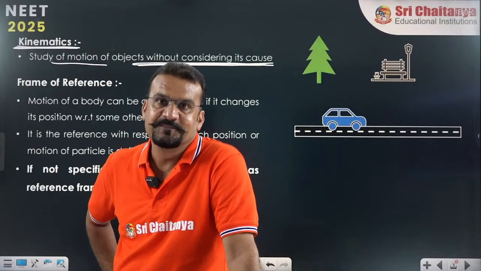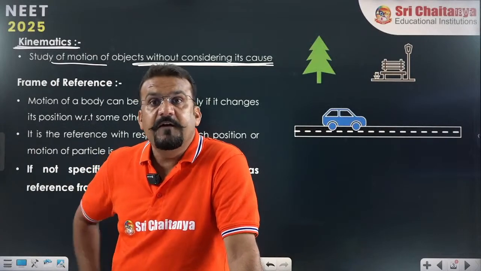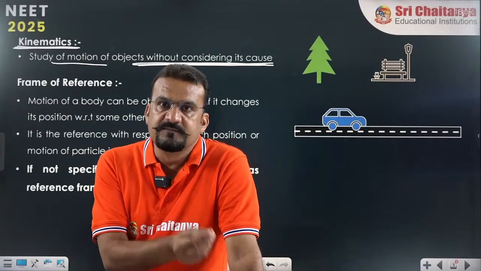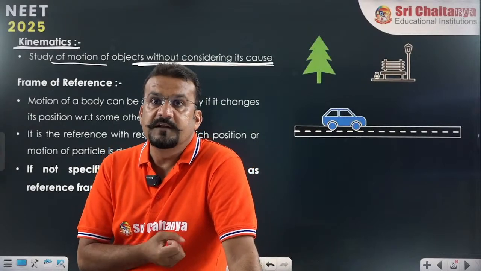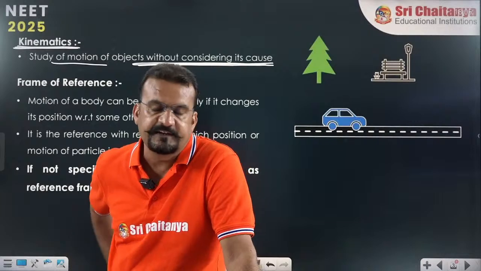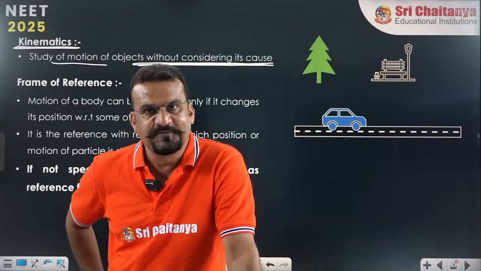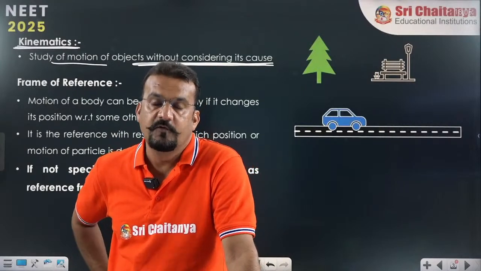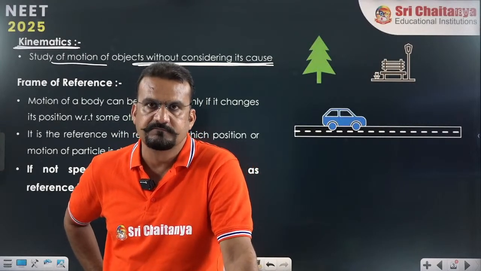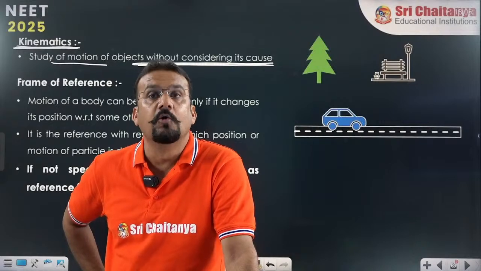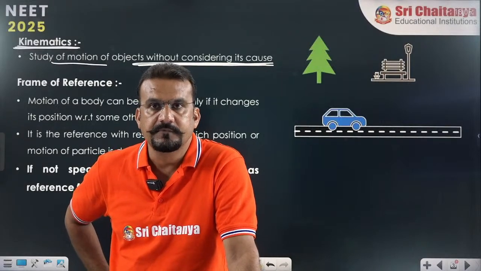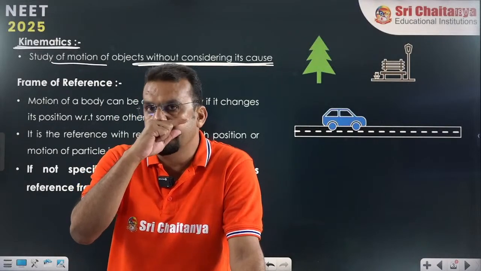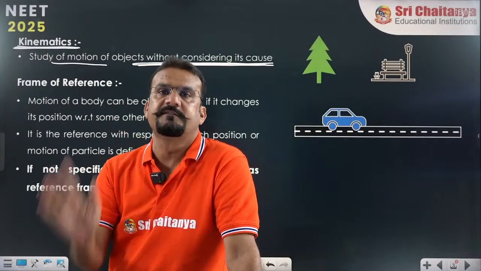That means if we define what is motion, students will say motion means change in position, and rest means no change in position. That is a wrong statement. As far as the physics definition is concerned, first you have to define where the observer is. And in physics, where the observer is, that is called the frame of reference.